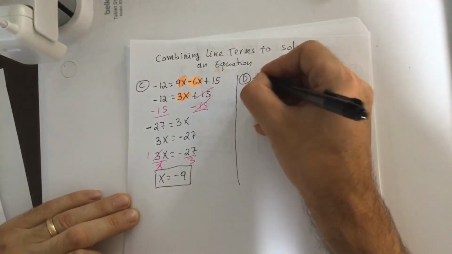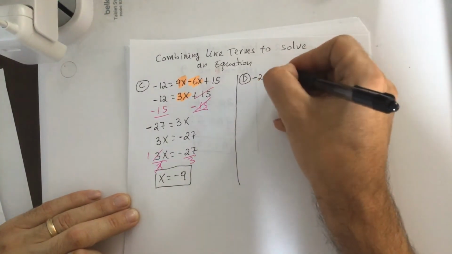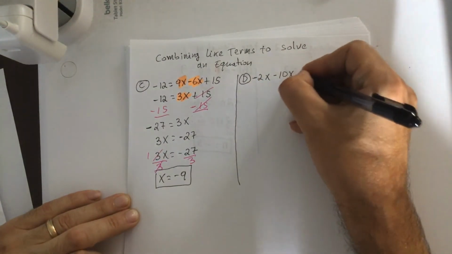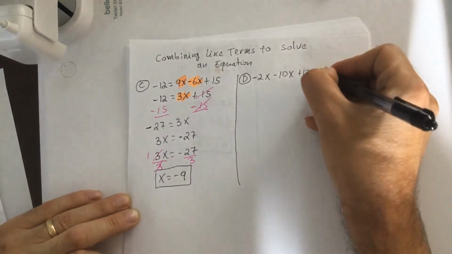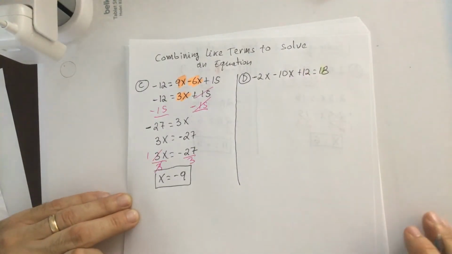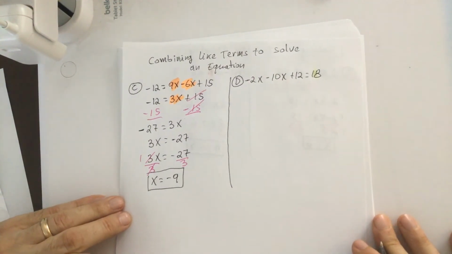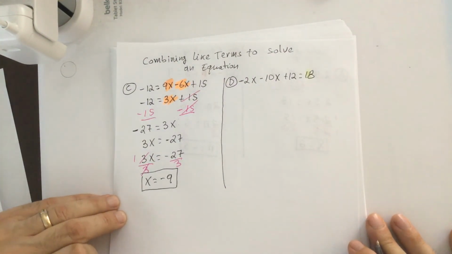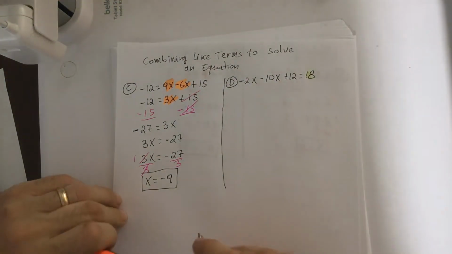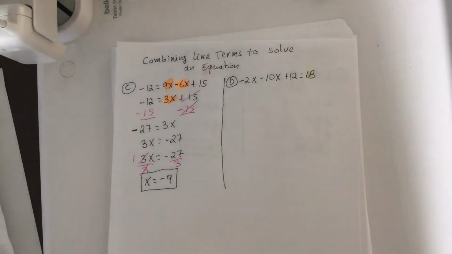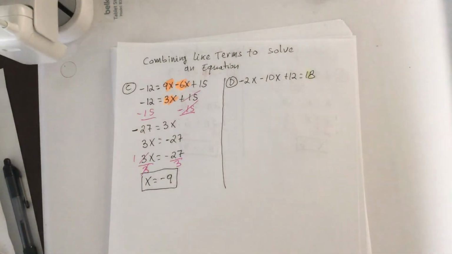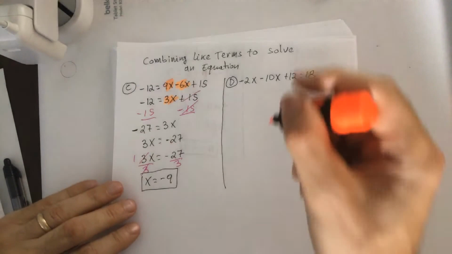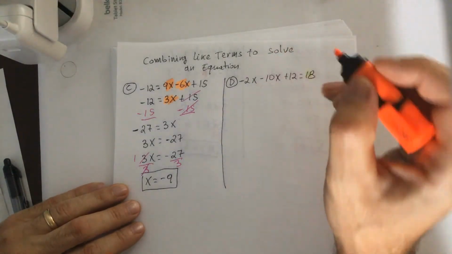Okay, that's gonna be negative 2x minus 10x plus 12 equals 18. And let's see if we can put it there so we can see it. Right there. Pause the video, see if you're able to do it. All right, so again, let's see if you guys got the right answer.